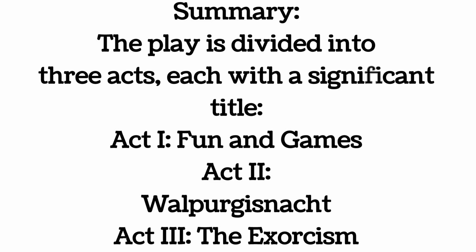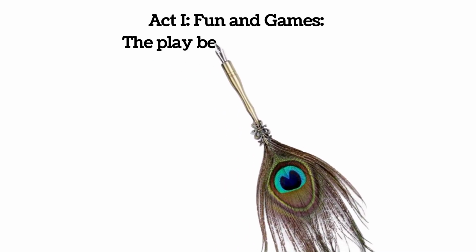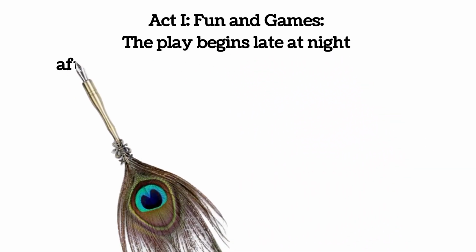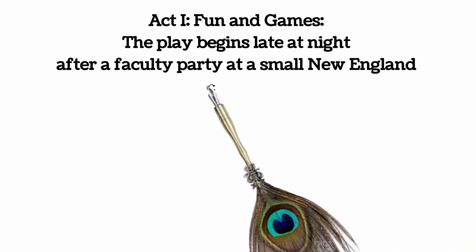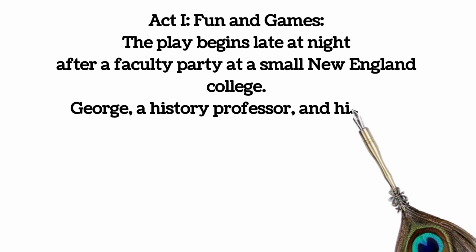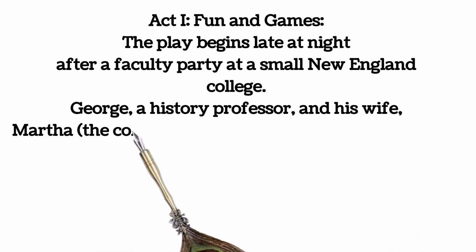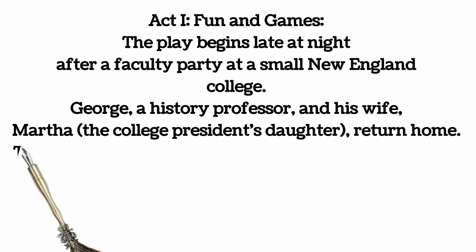Act 1. Fun and Games. The play begins late at night after a faculty party at a small New England college. George, a history professor, and his wife, Martha, the college president's daughter, return home.